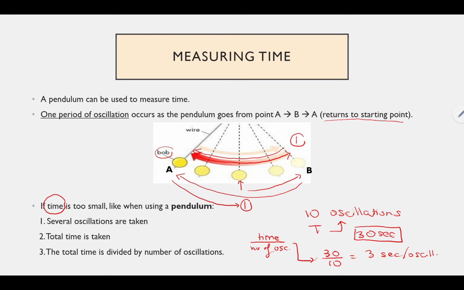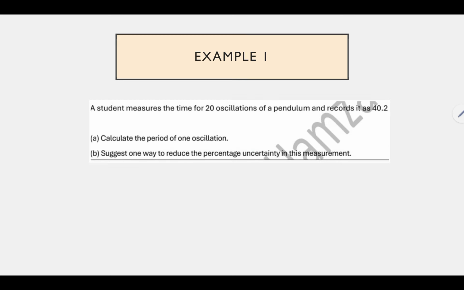Okay? All right. Let's take an example. A student measures the time for 20 oscillations of a pendulum and records it as 40.2 seconds. Calculate the period for one oscillation. Period means time. So again, we're going to put the time up and the oscillations down. So what do I need to do? I need to put the time up, which is 40.2, and the oscillations down, which is 20.